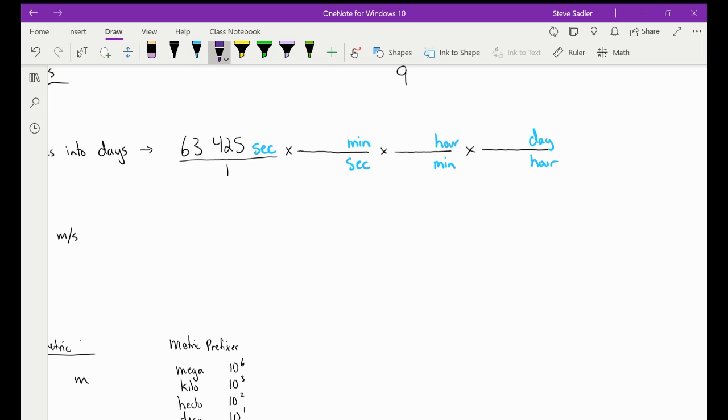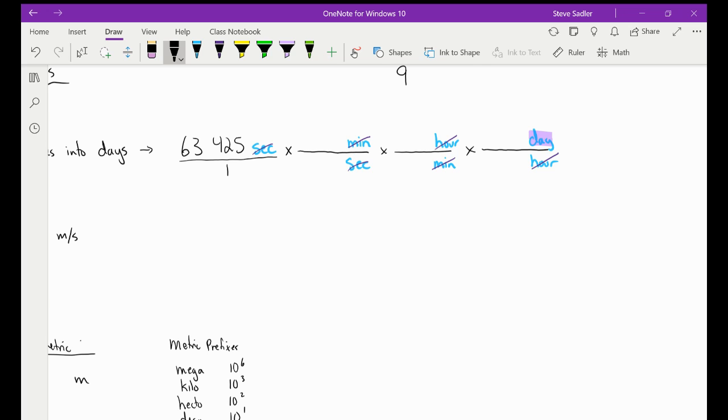So watch what happens now if I do a cancellation of my units. So just looking at the units, seconds over seconds cancels out, minutes over minutes cancels out, hours over hours cancels out, and I'm left with days. And that's what I want. So before I've even done any math or put any numbers in, I know that this is the correct conversion.